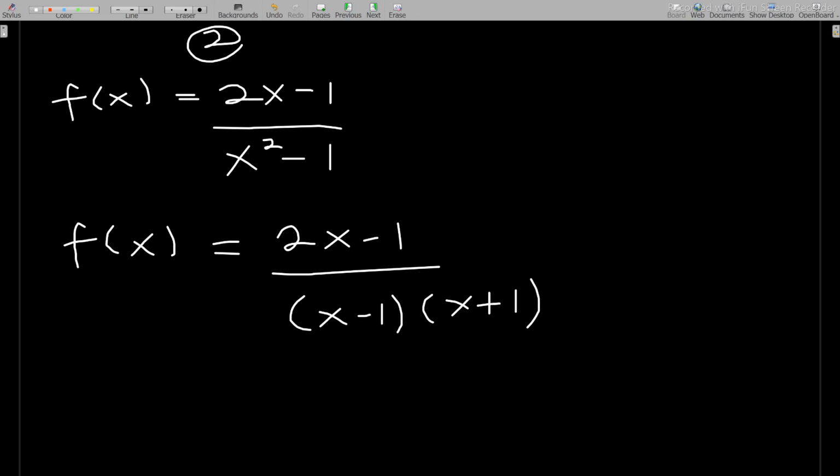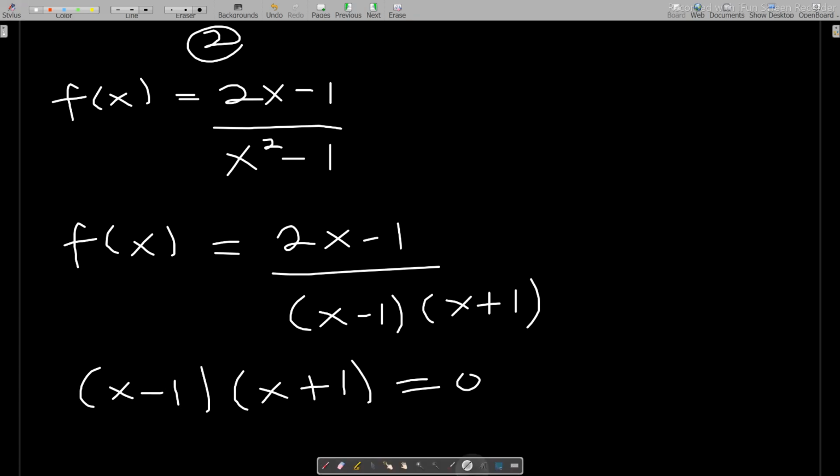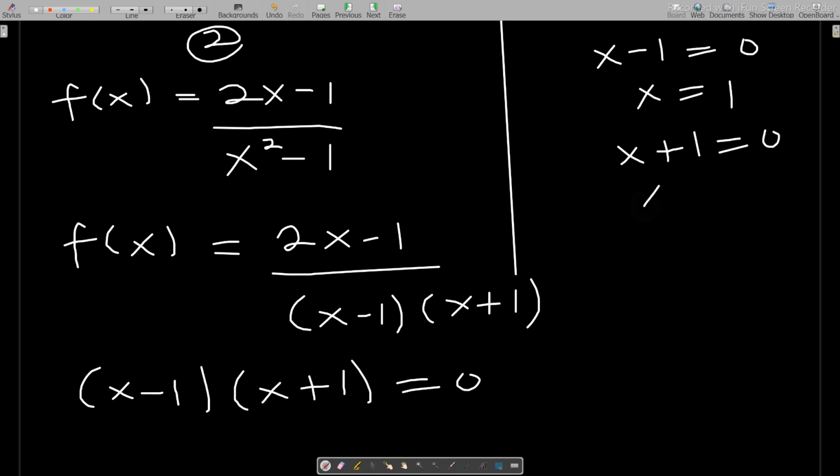Okay, so we have to equate x minus 1 times x plus 1 equals 0. Now with this, you can see how to do such problems. What we have to do here is take x minus 1 equals 0, so x equals 1, which is the first vertical asymptote. Then you have x plus 1 equals 0, and you have x equals -1.